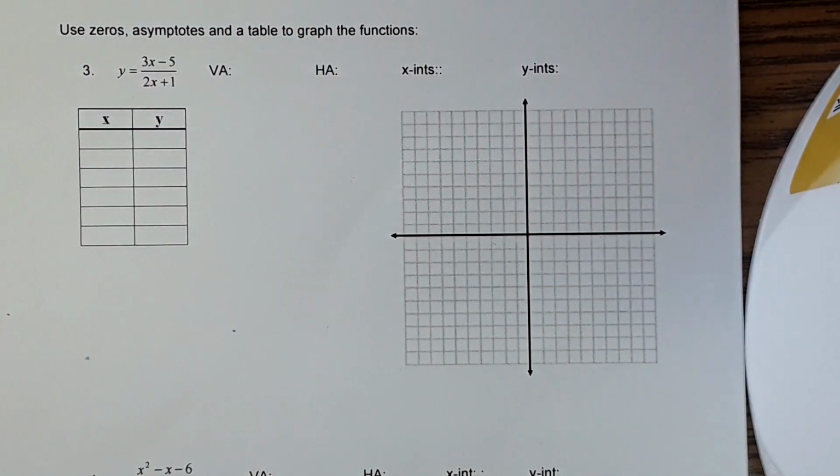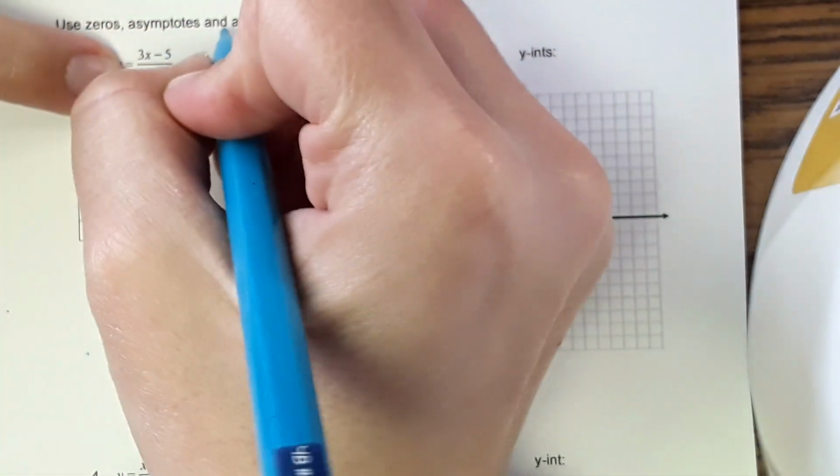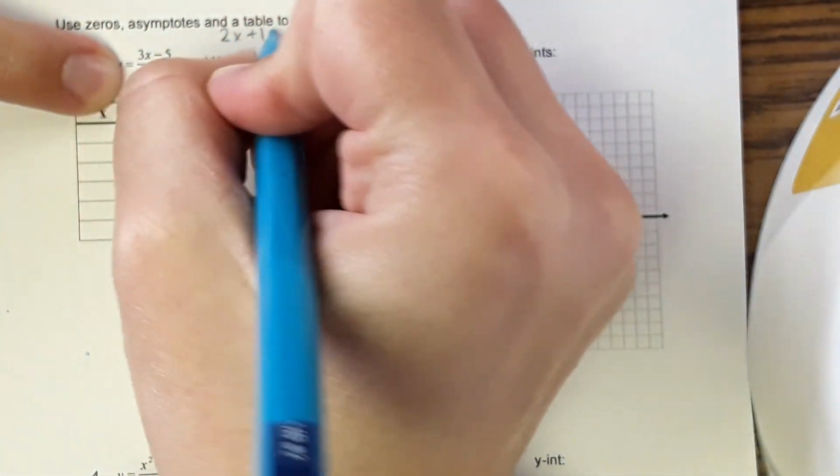Okay, so we're doing the same process to start. For the vertical asymptote, we're taking the denominator and setting it equal to 0. 2x plus 1 equals 0.